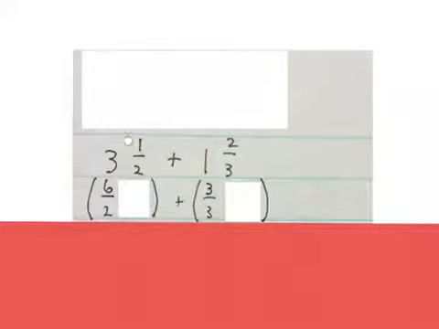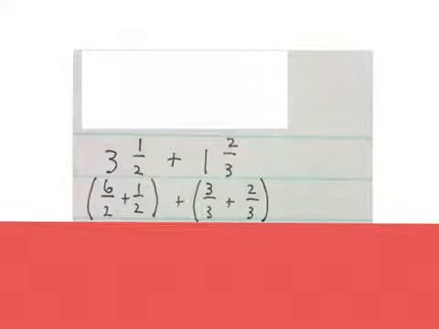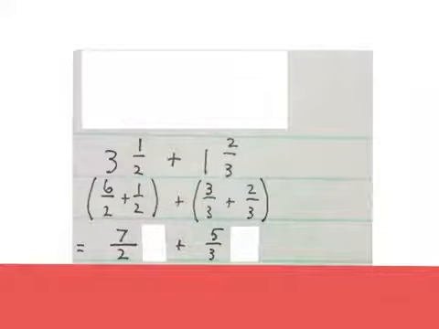The first thing we do is we change all of this into halves and all of this into thirds. So this 3 wholes makes 6 halves plus the 1/2 that we already had. This 1 whole over here becomes 3/3 plus the 2/3 that we already had. And this together is going to give me 7 halves, and that together is going to give me 5/3. Please stop the video and understand how 3½ changed to 7 halves, and how 1 2/3 changed to 5/3.